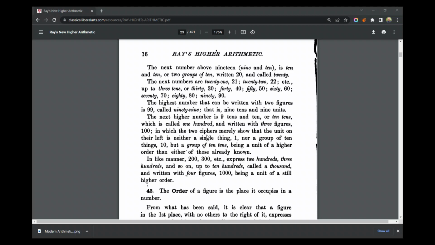The 2 ciphers or zeros show that the unit on their left is neither a single thing nor a group of 10 things, but a group of 10 tens, being a unit of a higher order than either of those already known. In like manner, we have 200 and 300 and so on, and these express 200s, 300s, and so on, all the way up to 10 hundreds, which is called 1,000, and is written with 4 figures, 1, 0, 0, 0. We see 1,000, 0 hundreds, 0 tens, and 0 units. That's 1,000. And all of that is in Article 42.